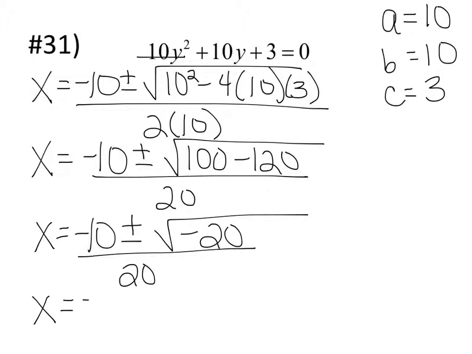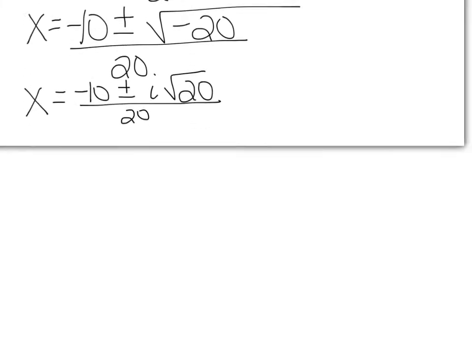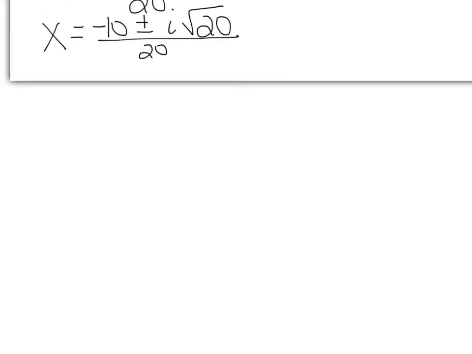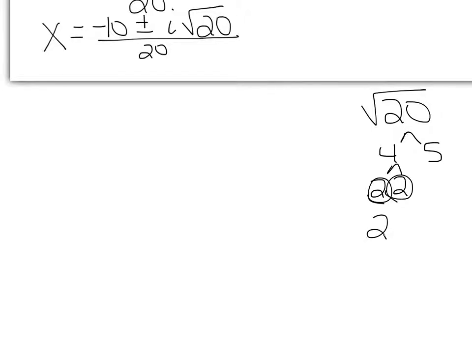So I have x equals -10 plus or minus i square root of 20, because remember, negative under the square root means i outside the radical, all over 20. Now I'm going to bring the square root of 20 over here just to see if it simplifies at all. So 20 is 4 times 5, and 4 is 2 times 2. So it does simplify into 2 square root of 5. So instead of square root of 20, I'm going to write 2 square root of 5.